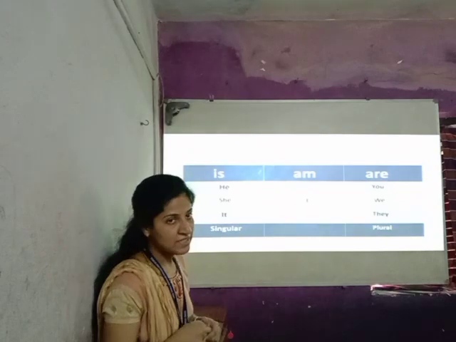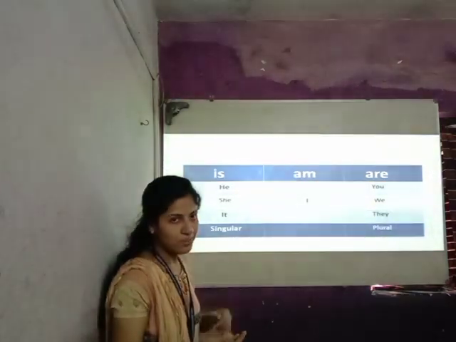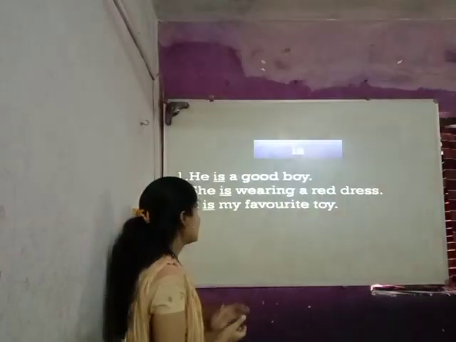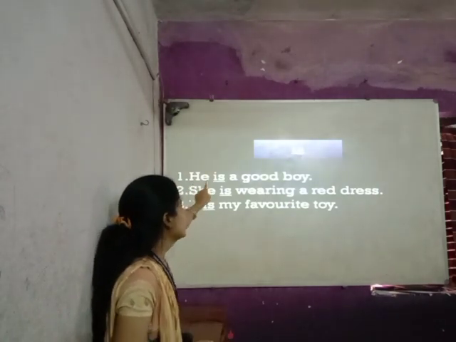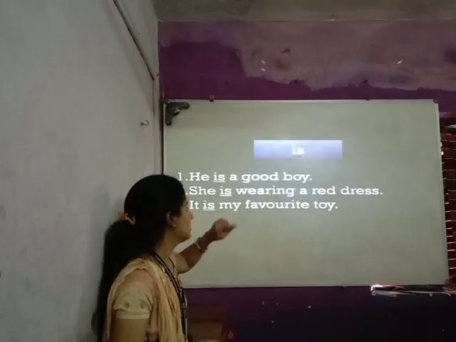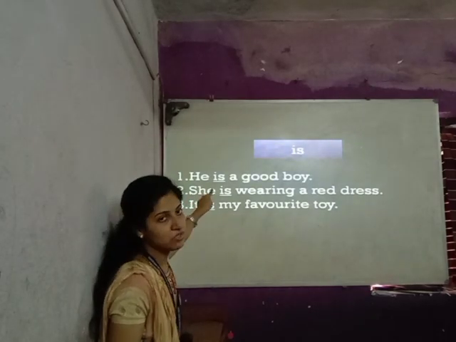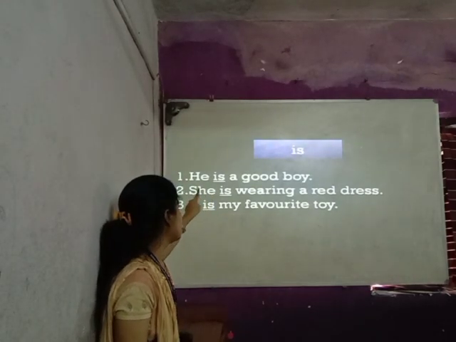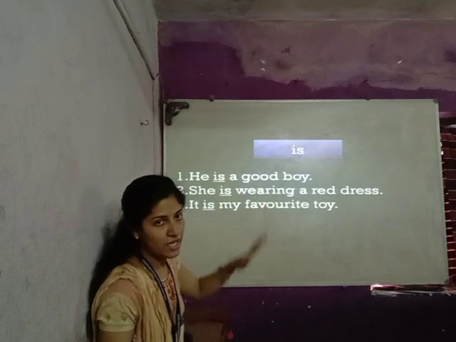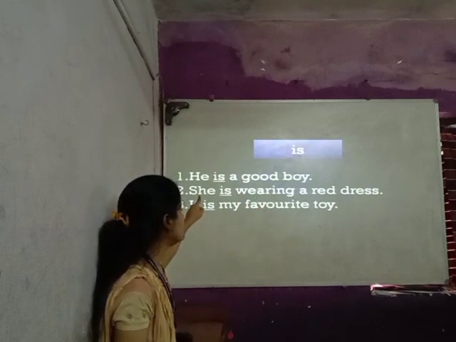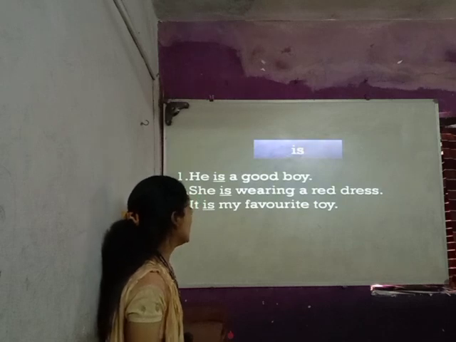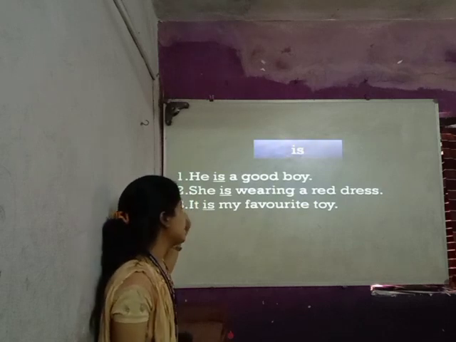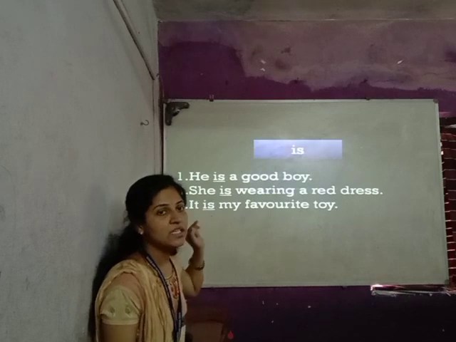Now let's see some examples of this. Now see is. In this sentence, first, he is a good boy. Now see here, we have underlined the word is. He is a good boy. So here we use is, I-S. We use is after he, she, it, and when it is in singular.